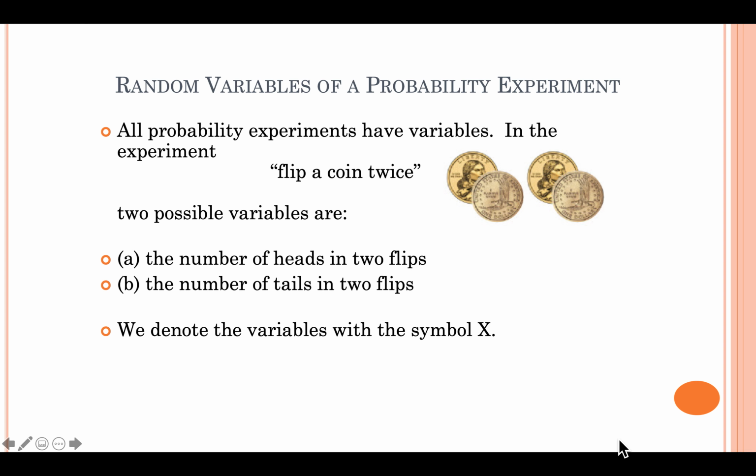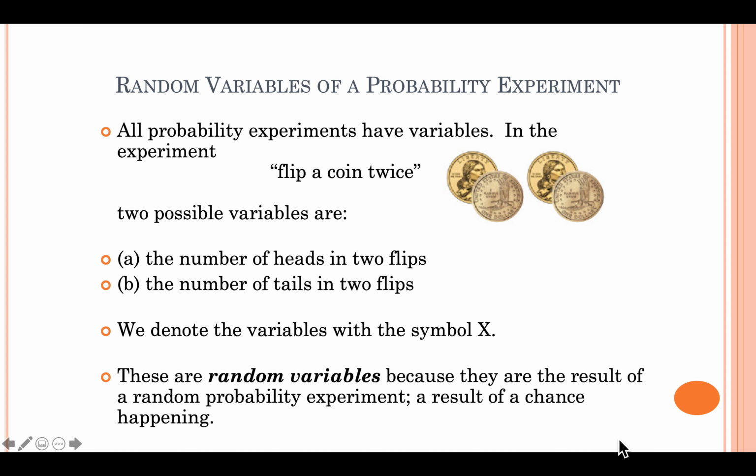When we denote variables for probability experiments, we use the capital letter X. They're called random variables because they are the result of a random probability experiment. That's the result of a chance happening. So let's take a look at an example.